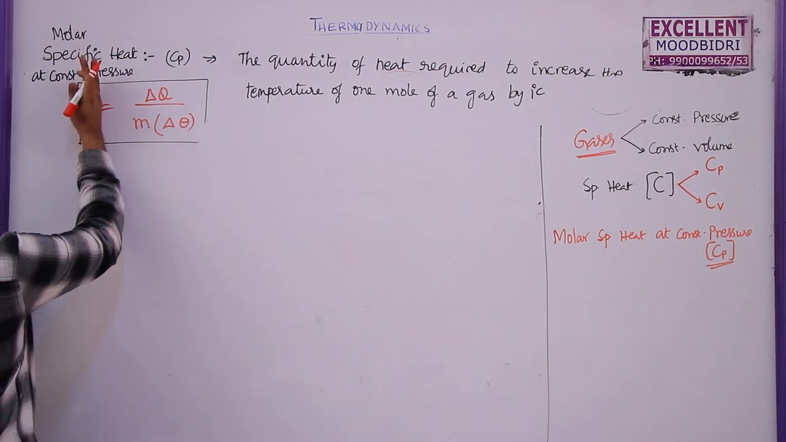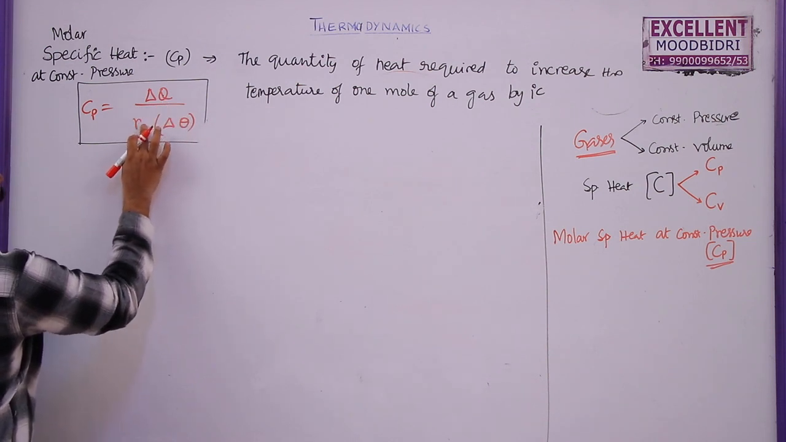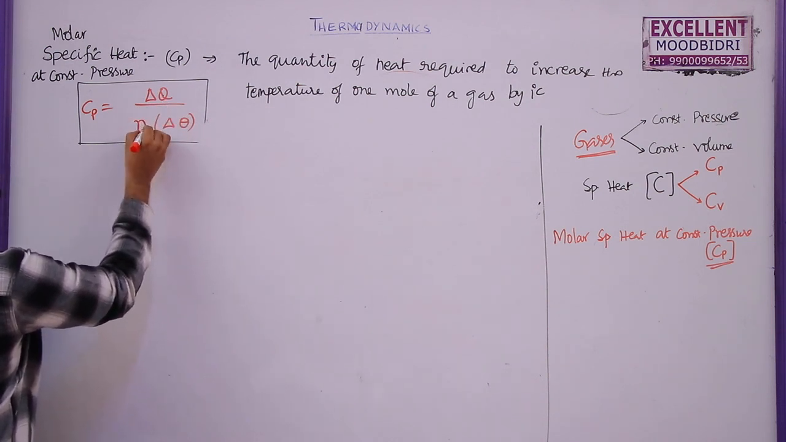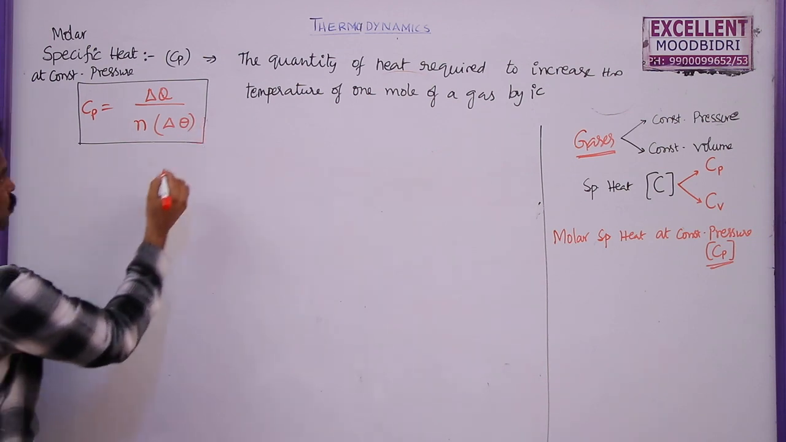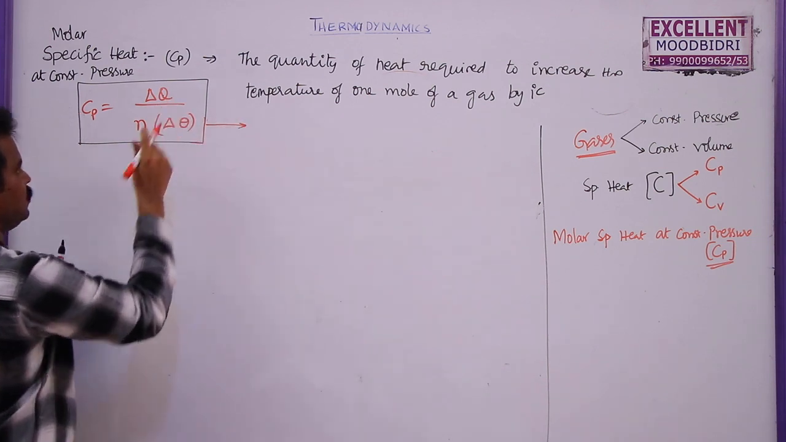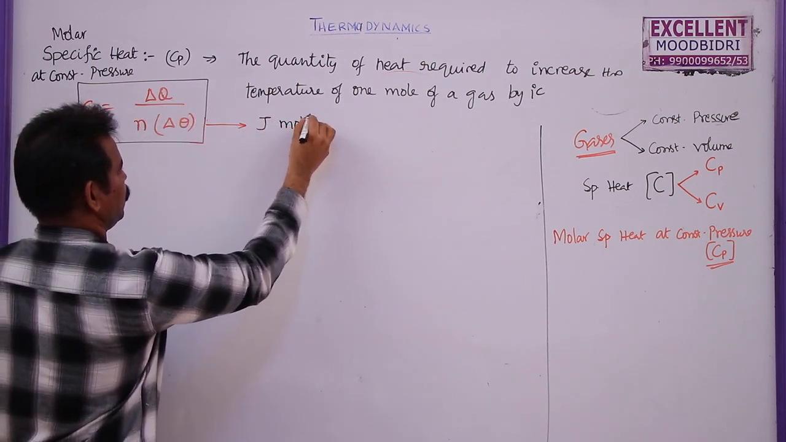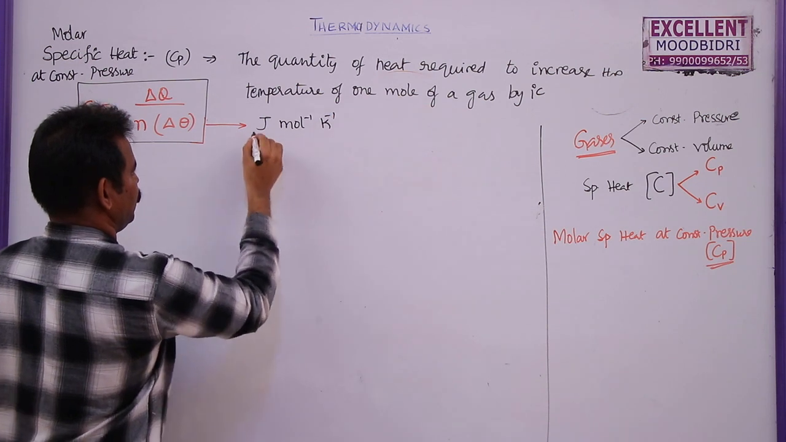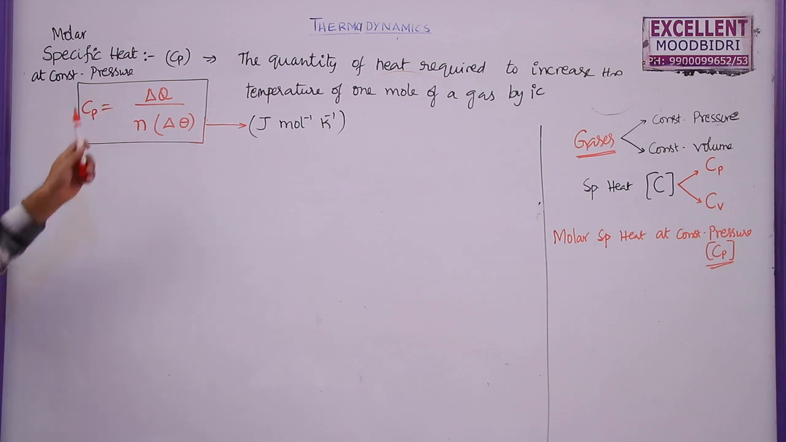Now this can be written as Cp is equal to dq by, in place of mass I need to write number of moles into change in temperature. So what is the SI unit for this one? This is joule per mole per Kelvin. So this is the SI unit of molar specific heat at constant pressure.